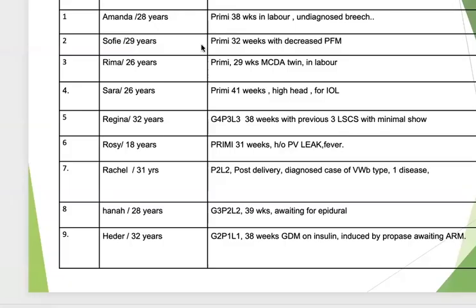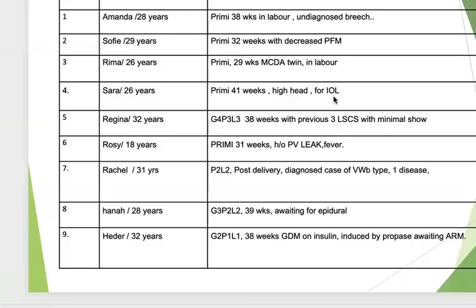And rule number 4, induction at 41 weeks with high head for induction of labor. So what are the 2 questions you should know about this patient? Estimated fetal weight and liquor. Yes, absolutely. So high head, it might be a big baby or a floating baby. So you need to ask about those 2 questions.